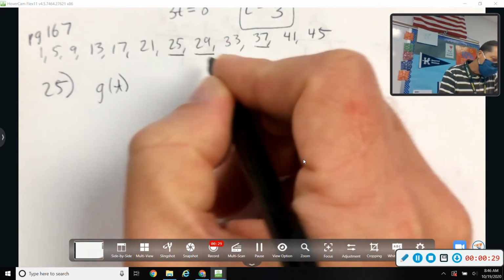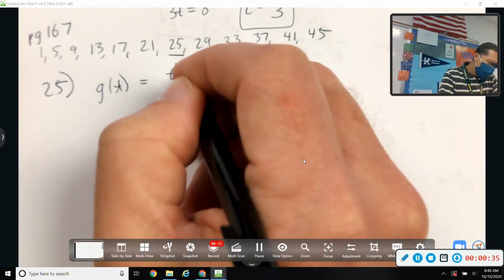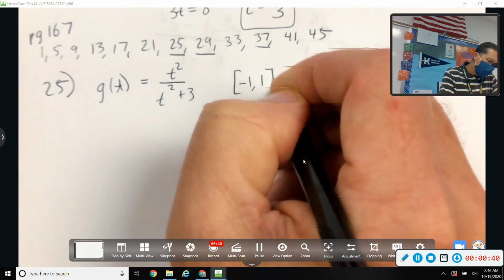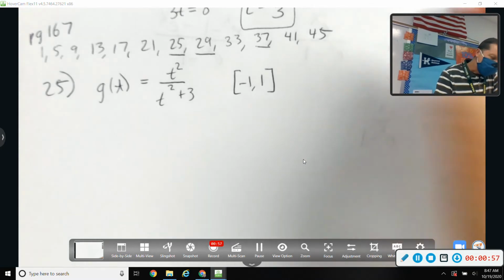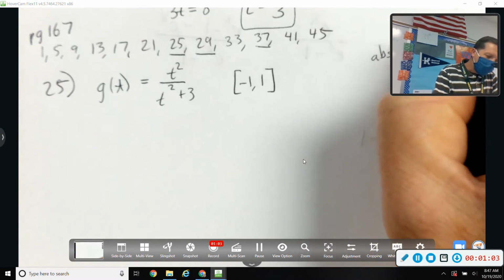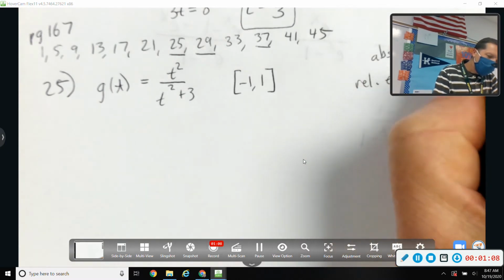Let's look at 25 and 29 and 37. So 25, where it's asking for absolute extrema. Absolute extrema on that interval. So absolute extrema means I need to check the relative extrema and the endpoints. I'm going to write way more than you probably need to do. So absolute extrema means check the relative extrema and the endpoints.